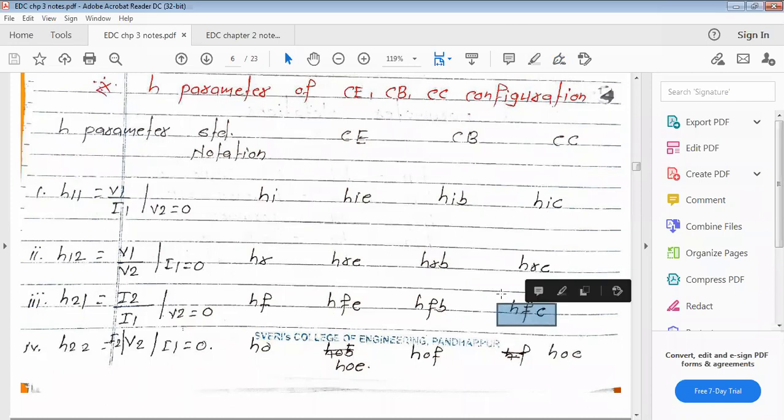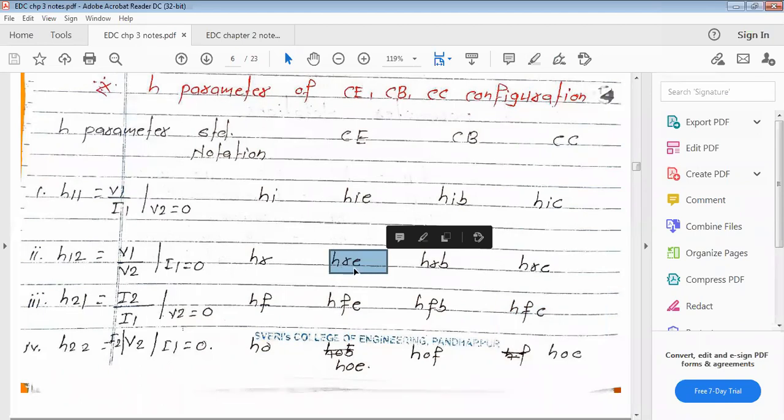So whenever I pronounce it as HFC, what will you understand? It is the HF parameter for common collector. If I pronounce it as HRE, it is the HR parameter for common emitter. Now last, HO. If I represent this HO or H22 parameter for common emitter, we represent it as HOE. For common base, HOB, not HOF, it is HOB, and for common collector, it is HOC.